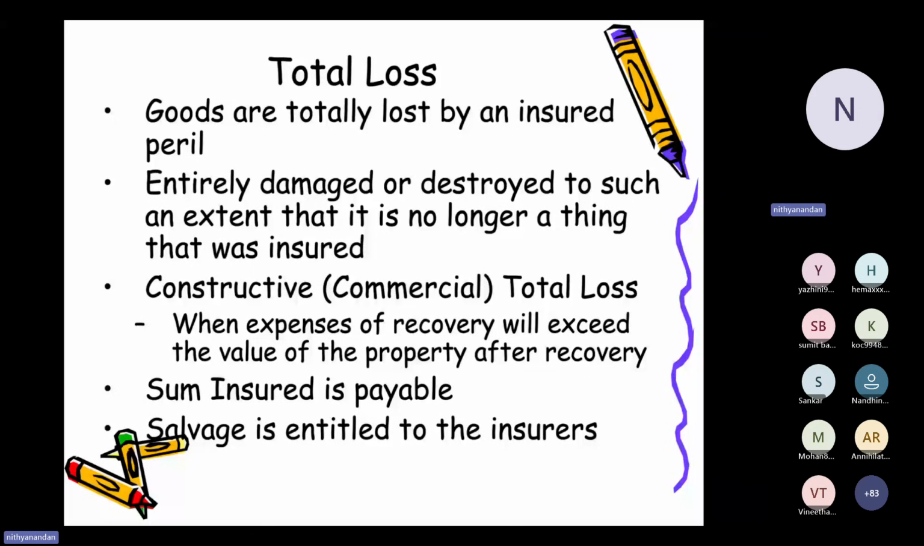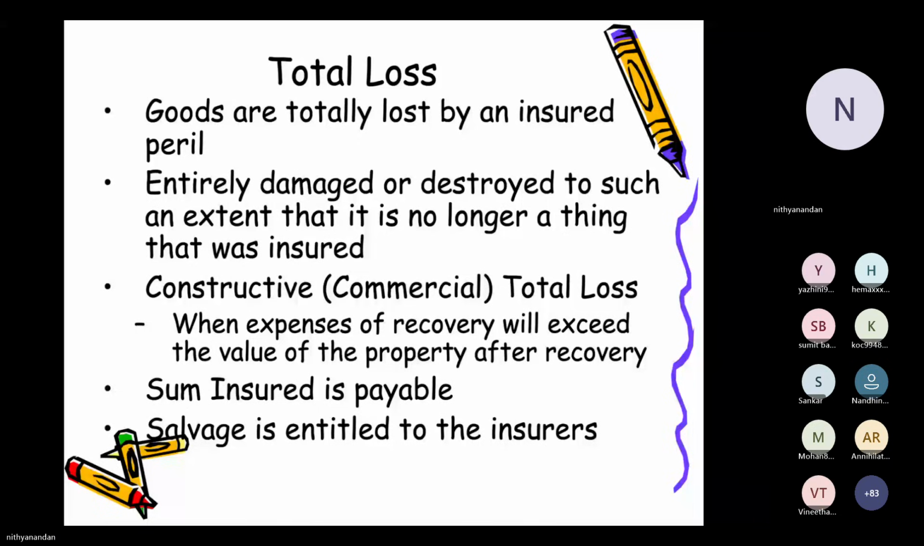Nothing has happened, no loss has happened. But the product which is available now cannot be used for the purpose for which it was insured. It cannot be used as cement further. So we have to consider it as a total loss. This type of loss is called total loss. These two kinds are called actual total loss, ATL. And some other losses are called constructive total loss or commercial total loss, CTL.